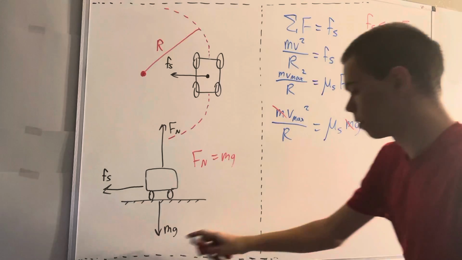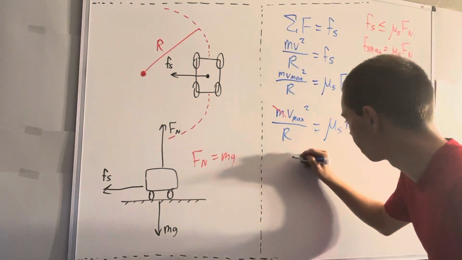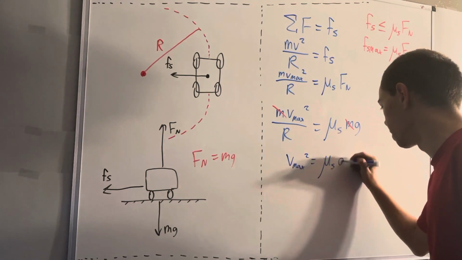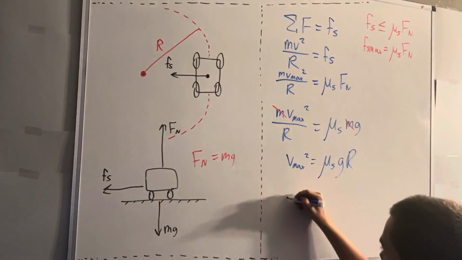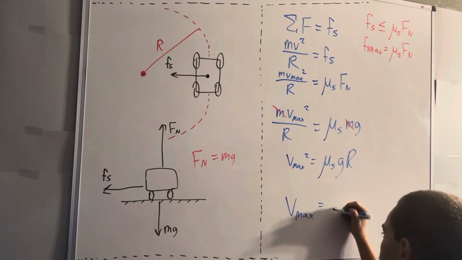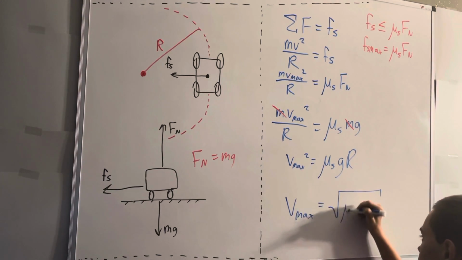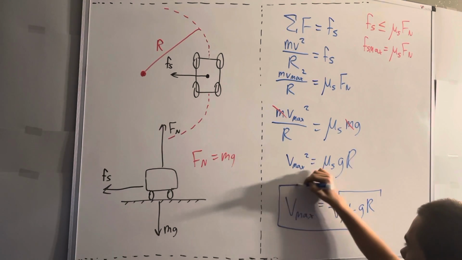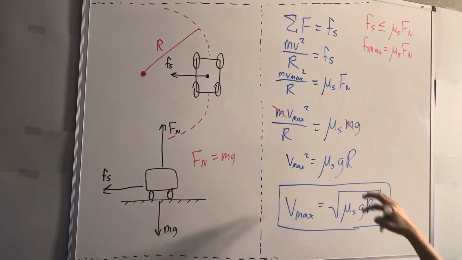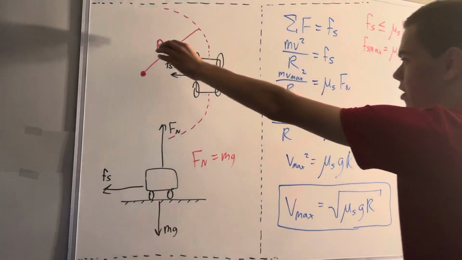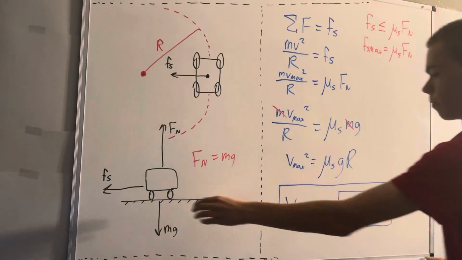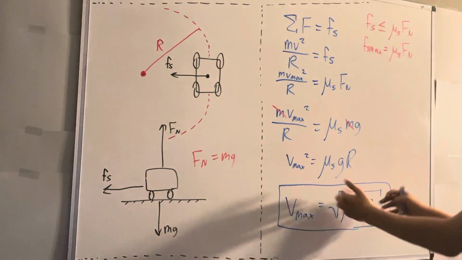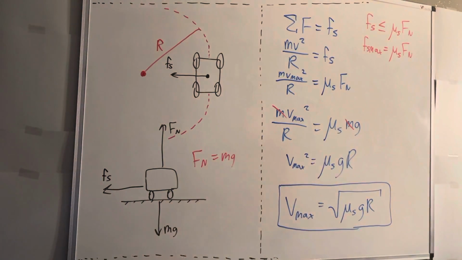And so solving for v max squared first, we get mu s g r. So v max is the square root of mu s g r. And so this right here will be the maximum speed that a car can go when it's making a turn of radius r, and of course, given the coefficient of static friction between the wheels and the road. That's basically what that would be. That's pretty much where this comes from, and that's pretty much it.